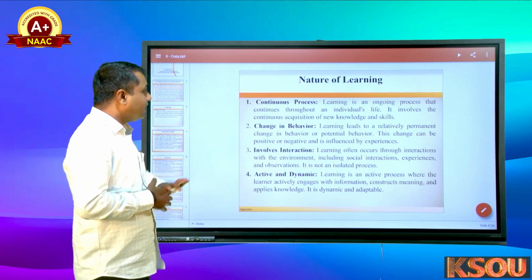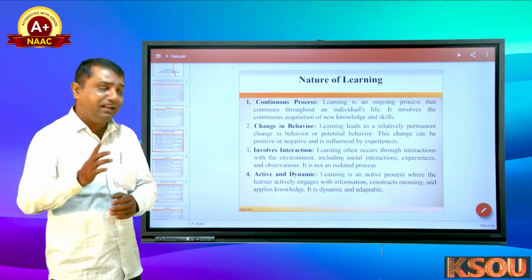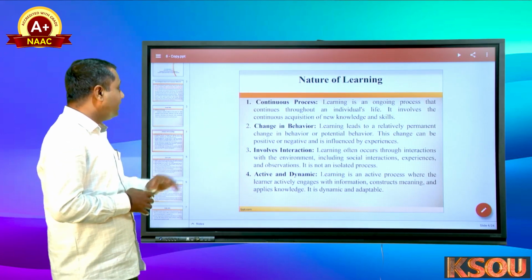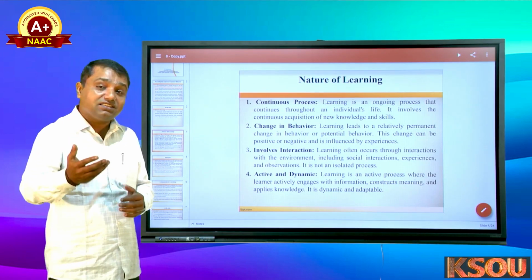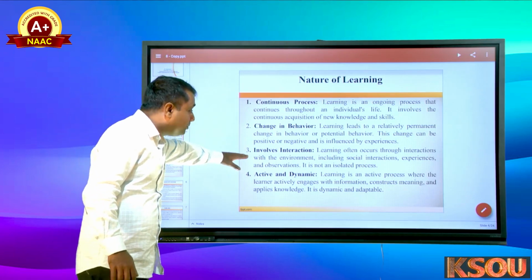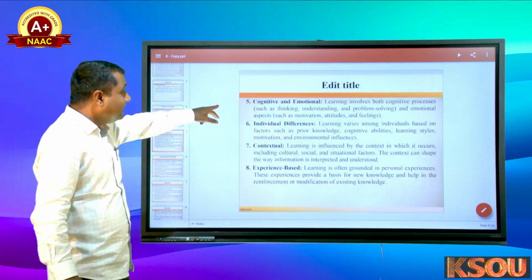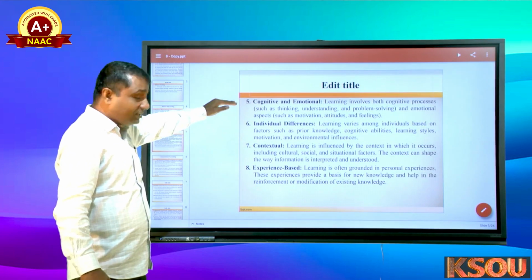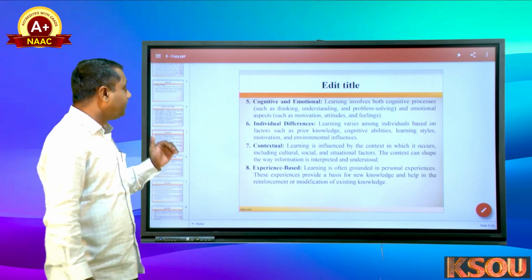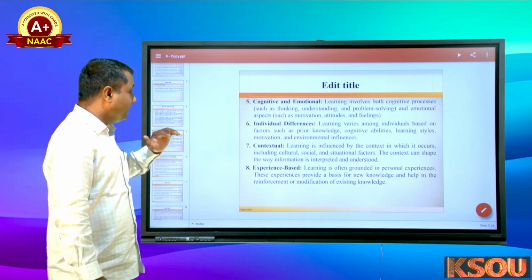What is a continuous process? Learning is an ongoing process. Learning never ends, and it continues throughout an individual's life. Change in behavior: through interactions, the behavior may change. It involves interactions, active and dynamic. Next is cognitive and emotional. It includes understanding and problem solving, as well as motivations, attitudes, beliefs, and feelings.